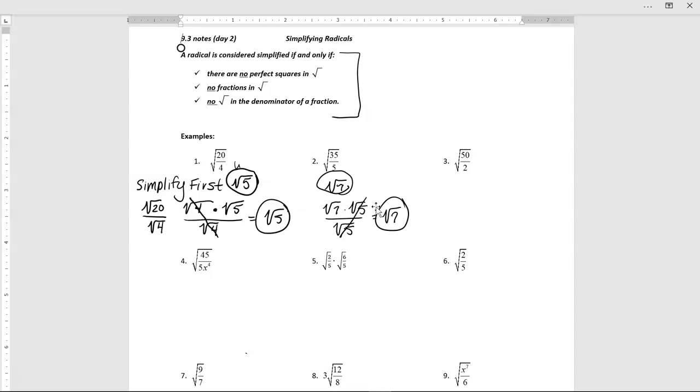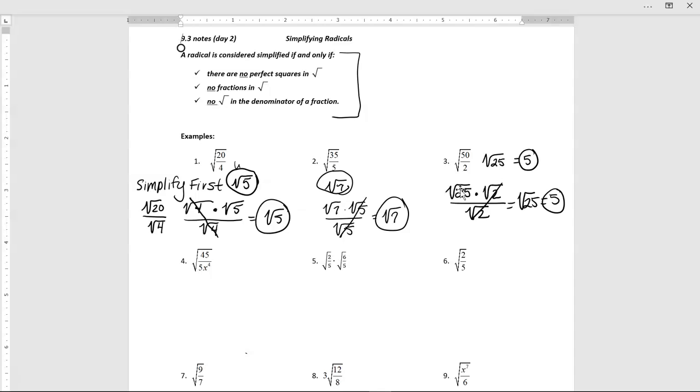Okay, so if we want to go my simplifying route first for number 3, I'm going to take 50 divided by 2, which would leave me with the square root of 25, and the square root of 25 is 5. If you want to do it this way, I'm going to break down the square root of 50 into the square root of 25 times the square root of 2 over the square root of 2. Those cancel. I'm left with the square root of 25, which again leads us to the same place, which is 5.